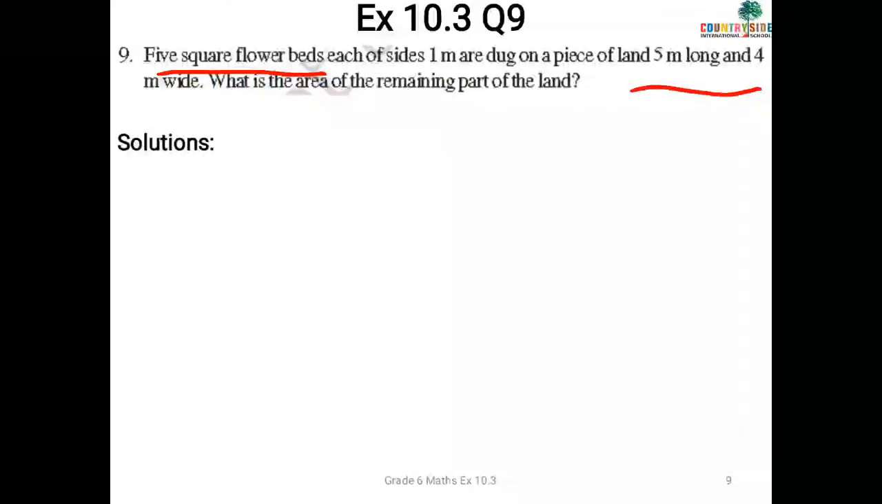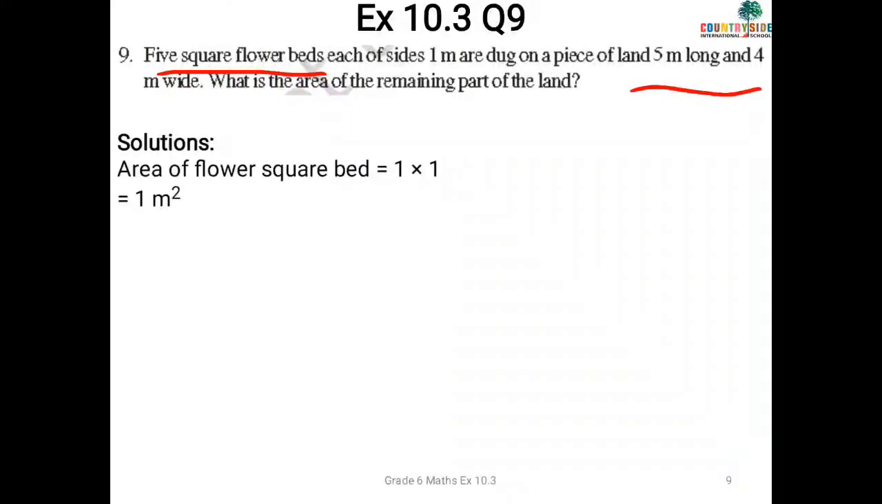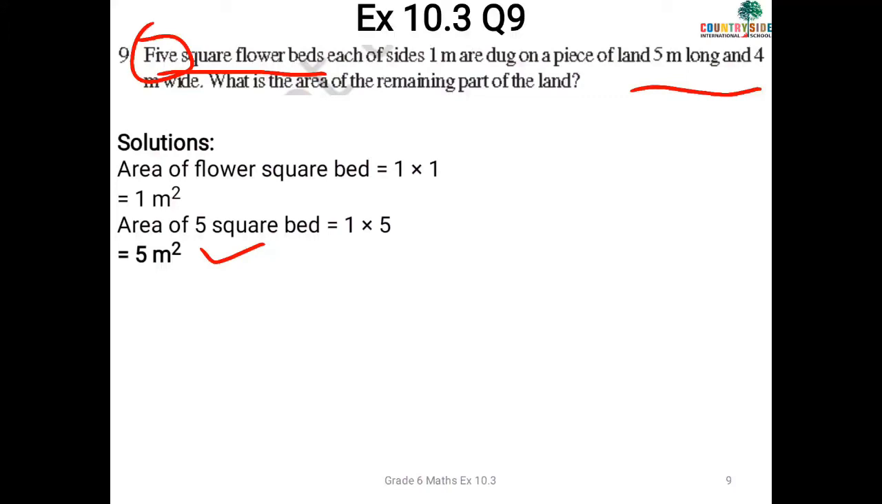Okay, so we have flowers. So flowers in a square shape. So area of flower square bed equals 1 into 1. As we all know, the area of square is side square. So that is 1 meter square. Now how many flower beds are there? 5, right? So the area of 5 square beds equals 1 into 5, that is 5 meter square. Okay, so this was part 1.